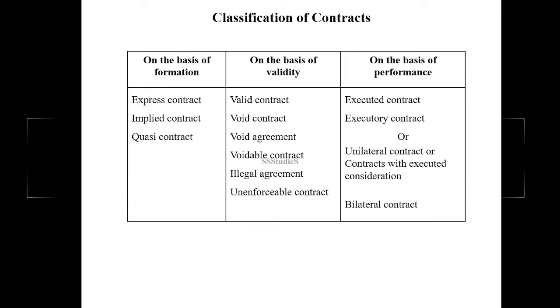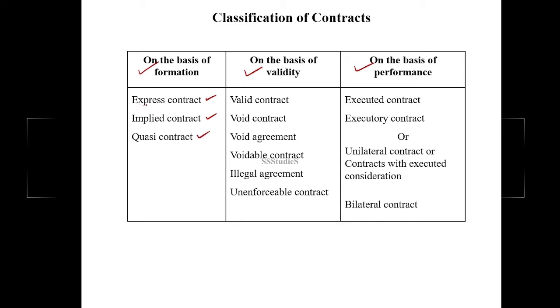In this video, we will discuss the classification of contracts. Contracts can be classified on the basis of formation, on the basis of validity, and on the basis of performance. On the basis of formation, contracts can either be an express contract, an implied contract, or a quasi contract.